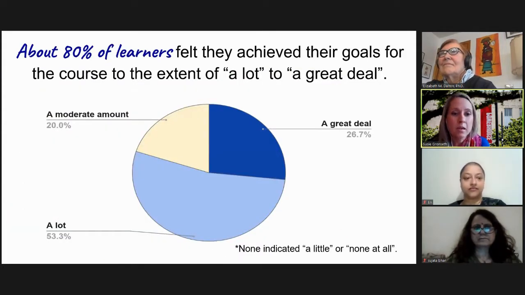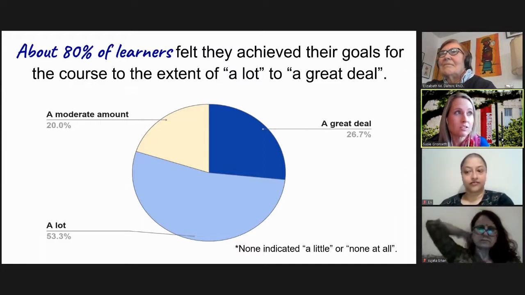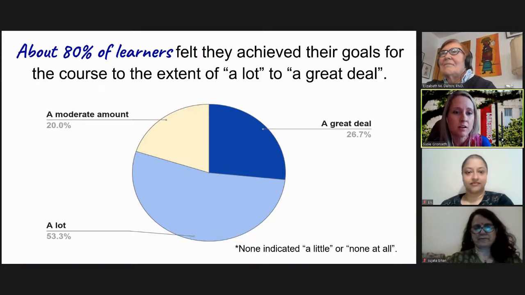So looking back on the goals that they had set at the beginning, about 80% of the learners felt that they achieved those goals, a lot to a great deal. Nobody indicated a little or none at all. So it seemed like most people felt that they had made some progress to a lot of progress in those goals that they had set out for themselves at the beginning of the 2-week course.